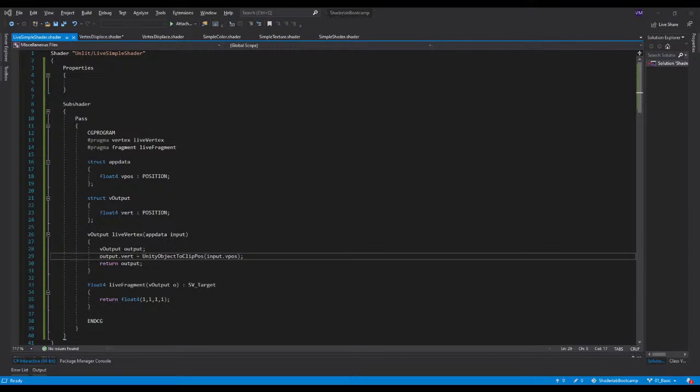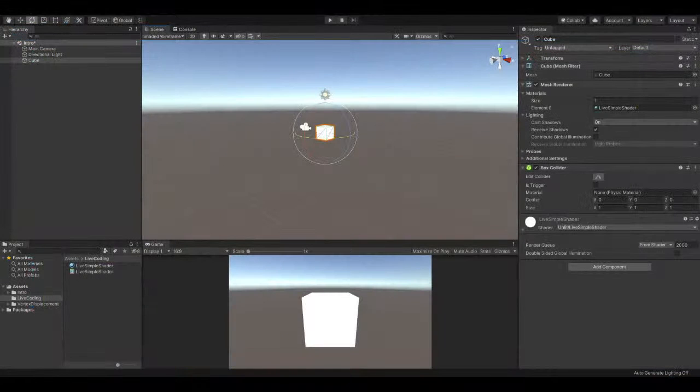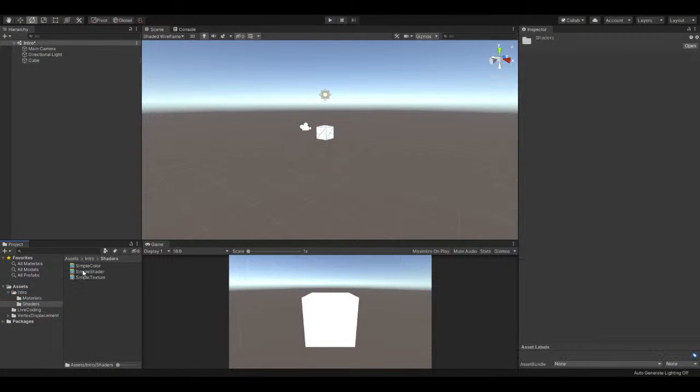This shader, let me go to Unity once again. Sorry, guys. This shader, the simple shader, is in your intro shaders, simple shader. This shader and the one that we have applied are the same. I know we are running out of time for this session, but let's quickly add a couple of things.